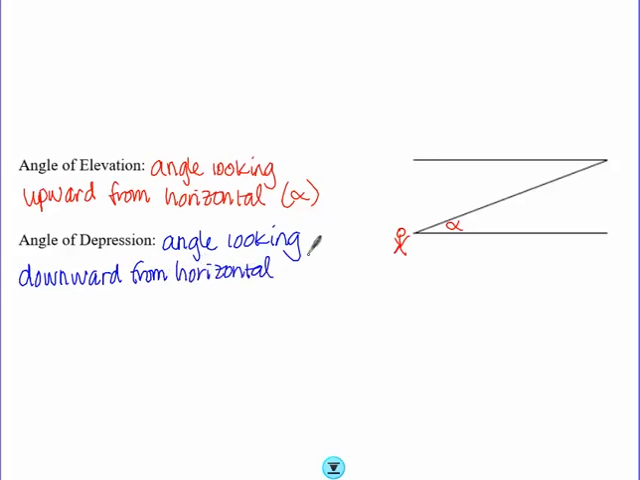And I'm going to use the Greek letter beta to represent this angle. If I'm standing up here and I look straight ahead at the horizontal and then look down a certain number of degrees, that angle will be beta.